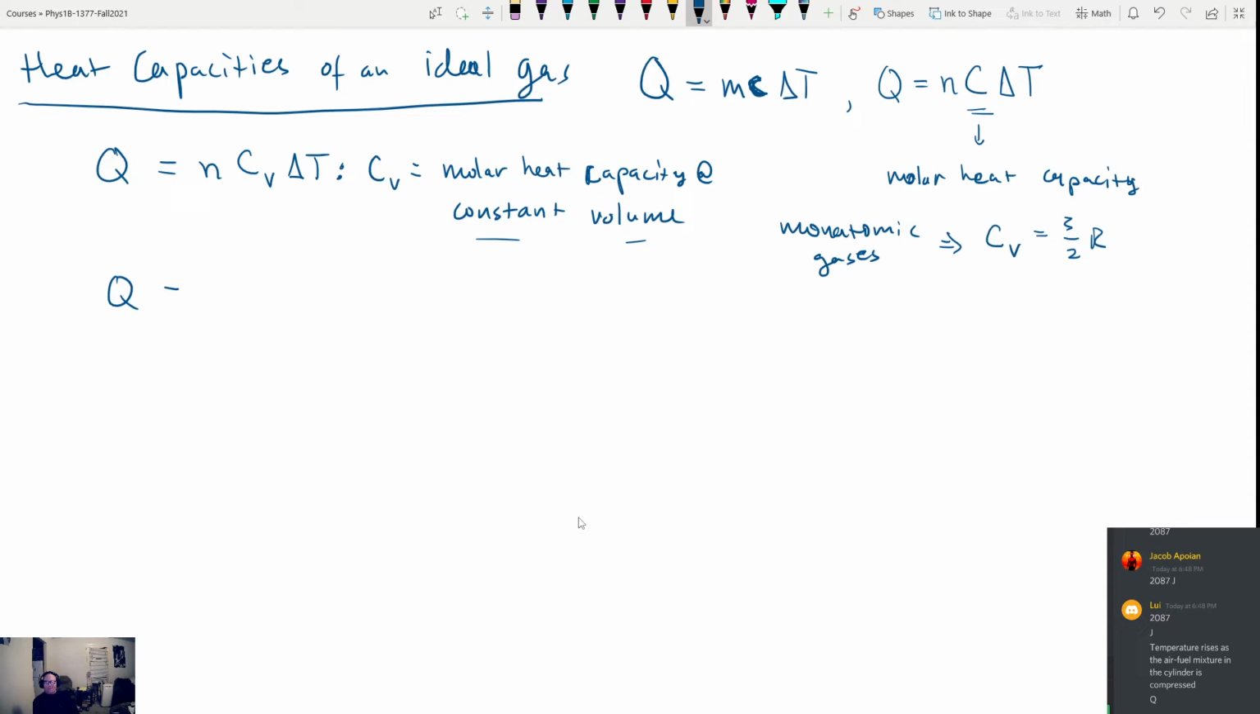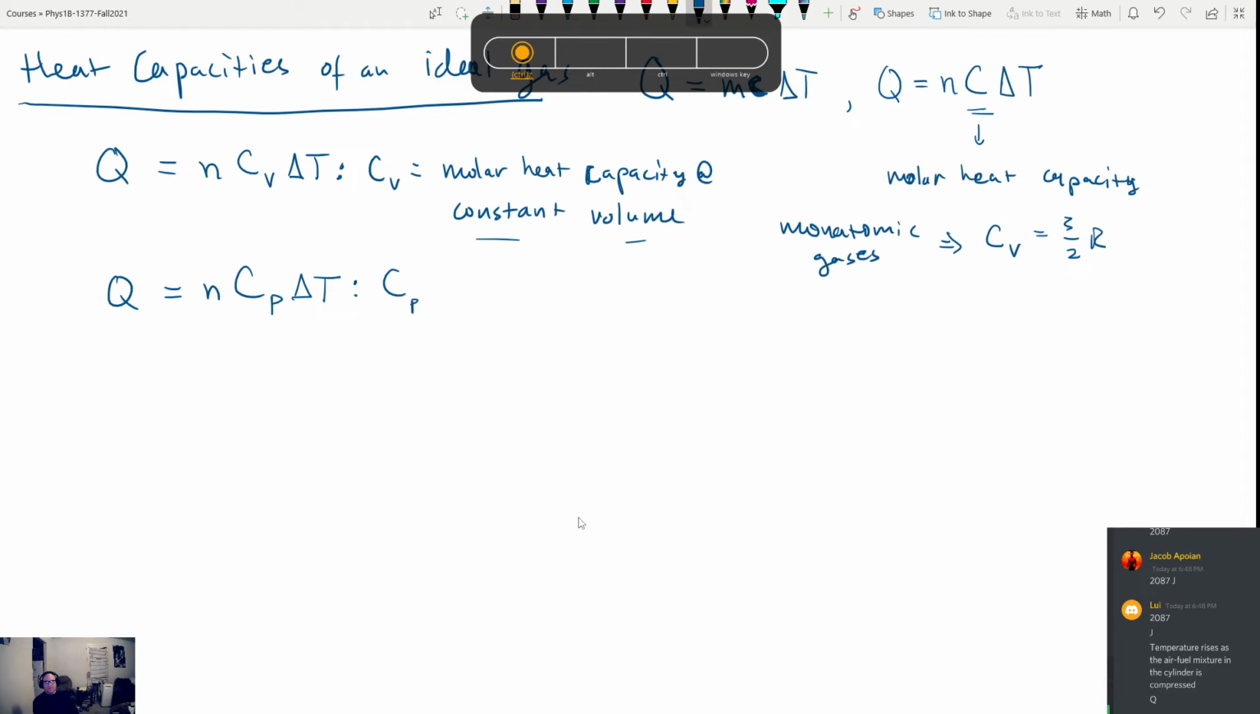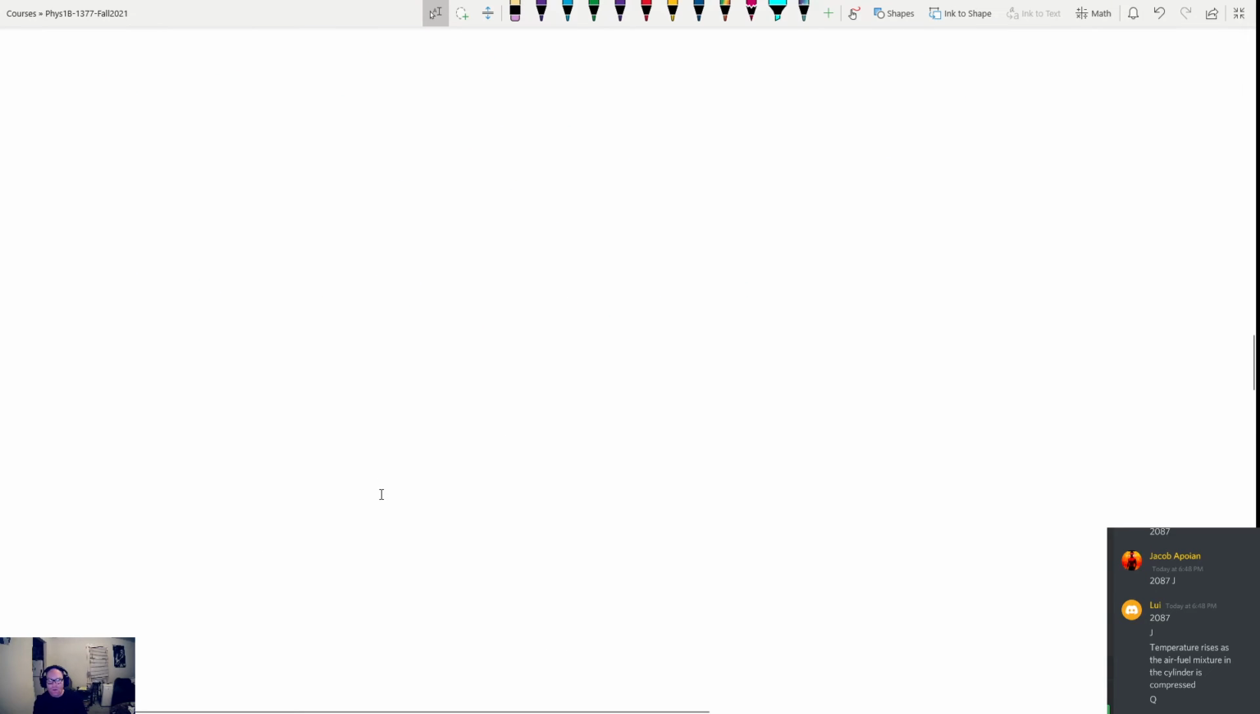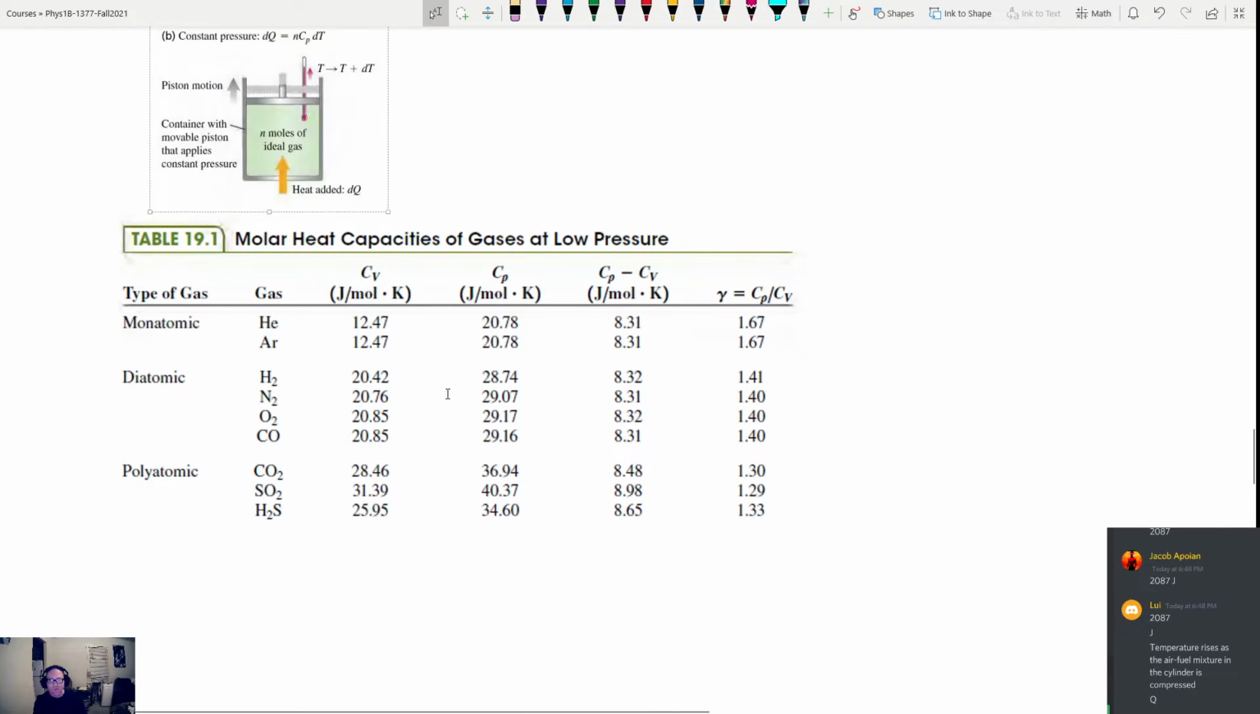The other version we have is Q is equal to N times C_P, the molar heat capacity at constant pressure, times delta T. So again, C sub P is molar heat capacity at constant pressure, and they're different from each other. I'll show you here in a second. Where's mine? Here we go.